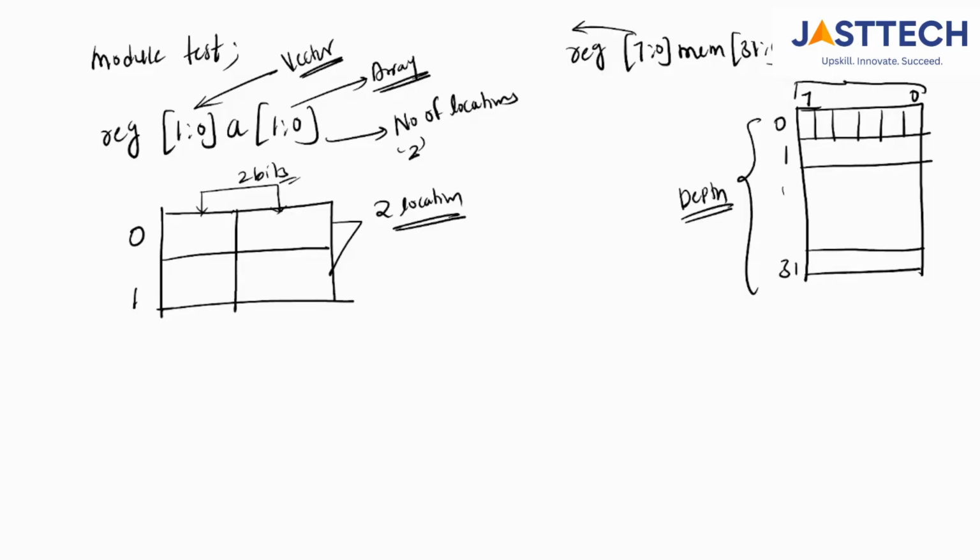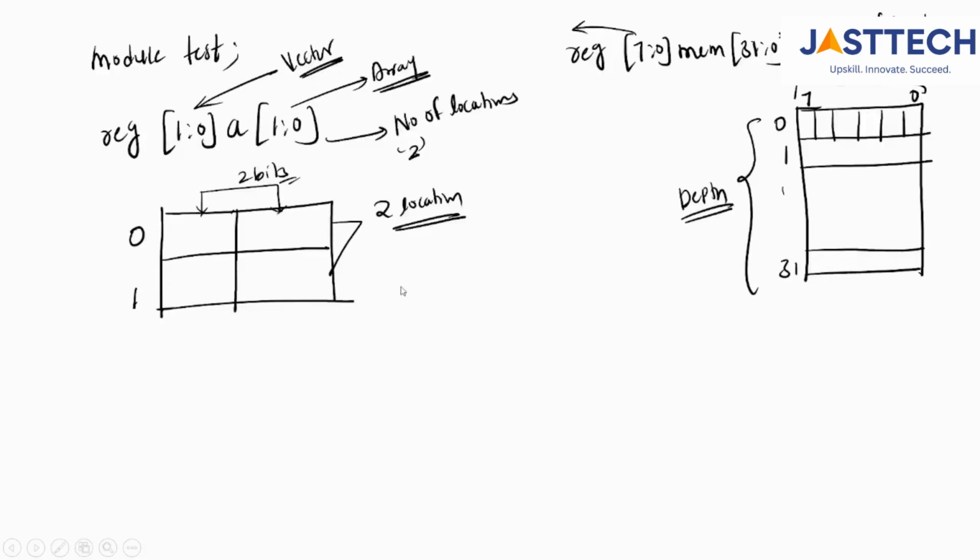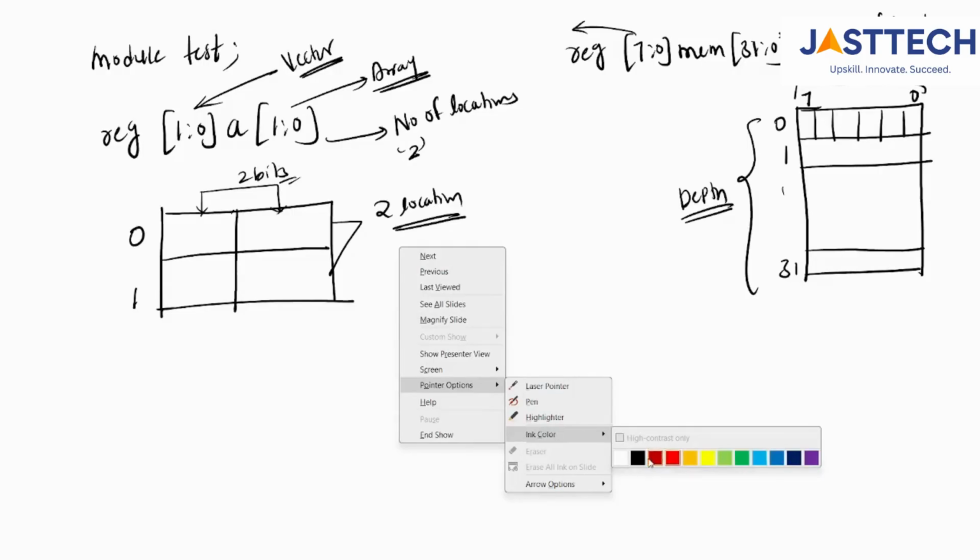So total locations, 2 locations. So depth is 31 location, and width is so width is how many? 7 locations. Suppose we'll take one example. Is it fine how we are declaring the width and depth, how to create the memory and all those things?